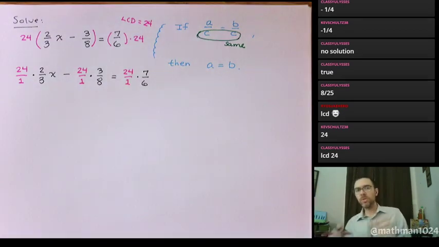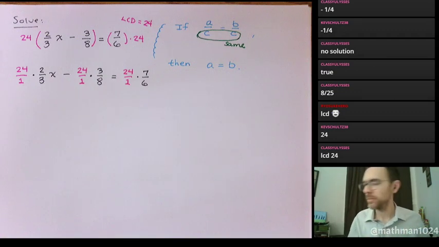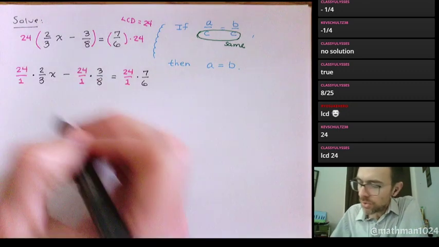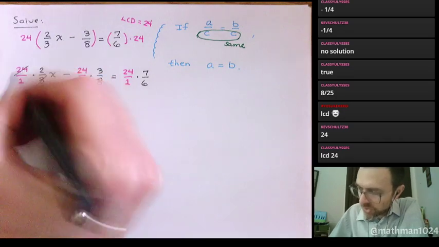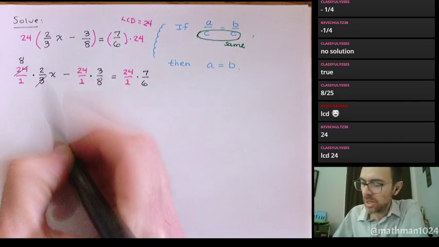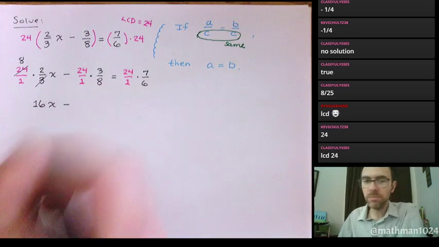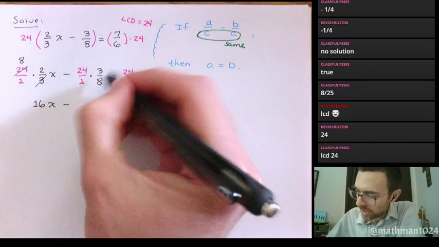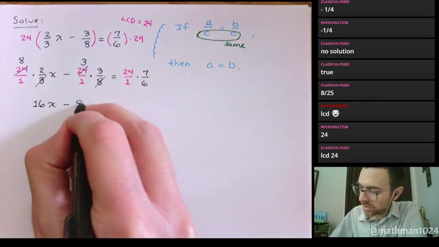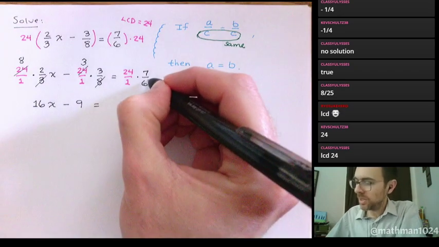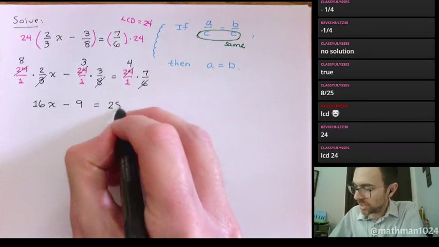Now this is one way. I'm going to show you a slightly different way. See, by giving you options, you pick which one works best for you. So the reason we want to pick the LCD is because look what happens. The 3 reduces with the 24 and it goes in there 8 times. So 8 times 2x is 16x. See, there's a reason behind multiplying times 24. Here, 8 reduces into 24 and it goes in there 3 times. So 3 times 3 is 9. And you know what? 6 goes into 24 as well, and it goes in 4 times. 4 times 7 is 28.